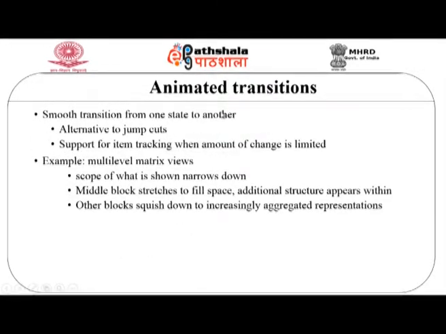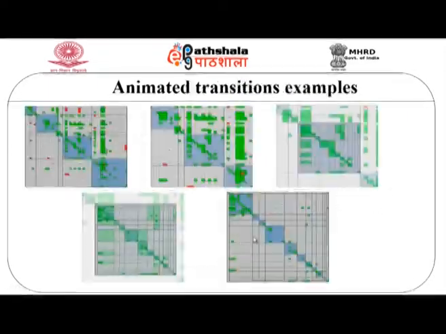Smooth transition from one state to another occurs, which is an alternative to jump cuts, and supports item tracking when the amount of change is being limited. One example for this animated transition is a multi-level matrix view. In the multi-level matrix view, the scope of what is shown narrows down. The middle block stretches to fill up the entire space, and the additional structure appears within that. Other blocks squish down to increasingly aggregate the representation.